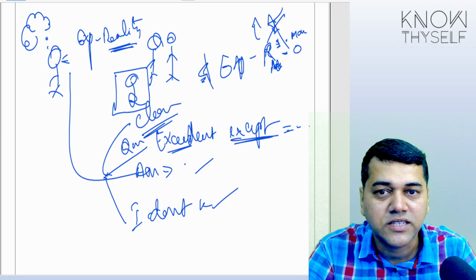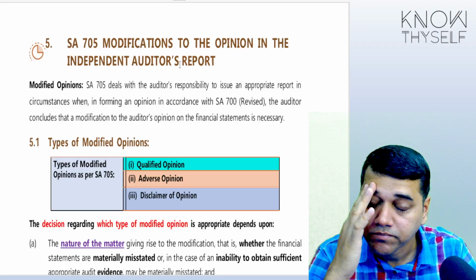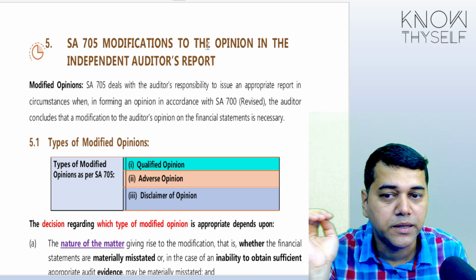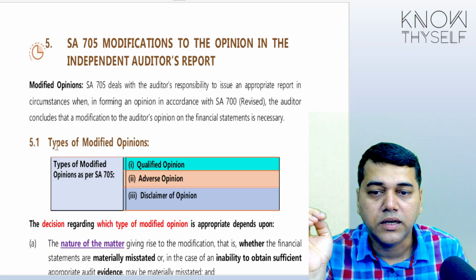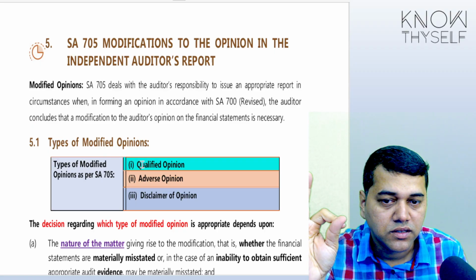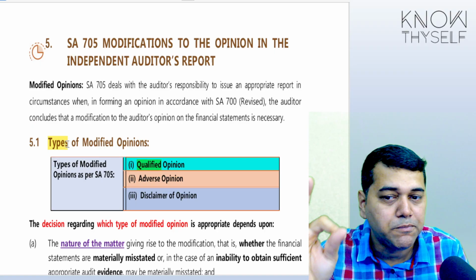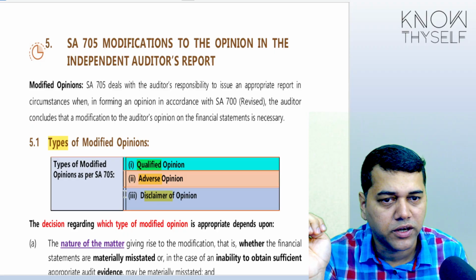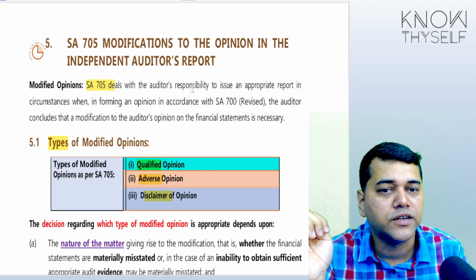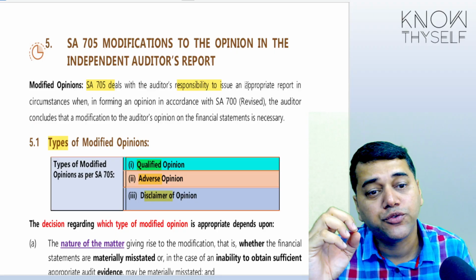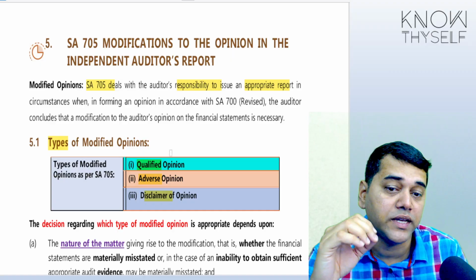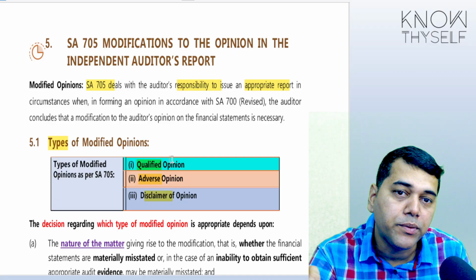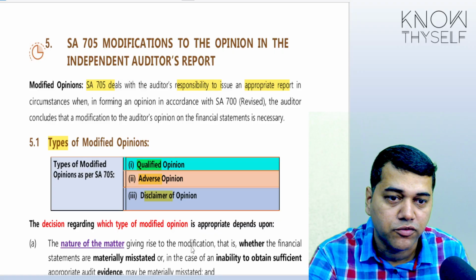Okay, now let us see this chapter, keeping this analogy in mind. SA 705, modifications to the opinion in the independent auditor's report. Now, there are 3 types of modifications: qualified opinion, adverse opinion and disclaimer of opinion, which you know already. So SA 705 deals with the responsibility of issuing the appropriate report. When I am supposed to issue qualified, I should issue qualified, I cannot issue adverse. So what is that appropriate? What is my consideration? That's what SA 705 is going to talk about.